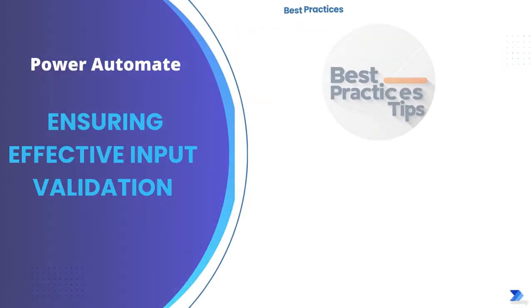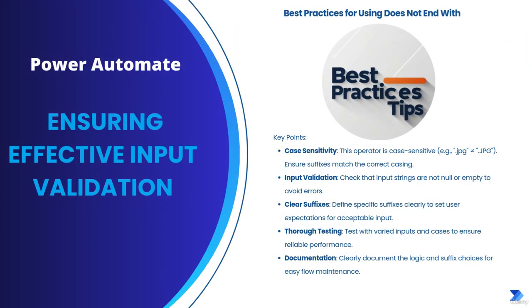Best practices for using does not end with. Be aware of case sensitivity. The does not end with operator is case sensitive. For example, .JPG and .jpg would be treated as different strings. Ensure that you specify the suffix with the correct casing. Input validation. Check that the input string is not null or empty before applying this operator to avoid runtime errors. Implement additional checks to ensure valid input.